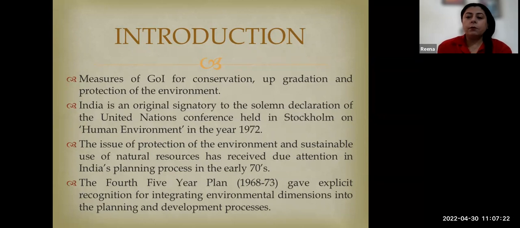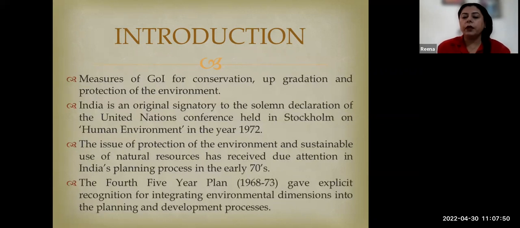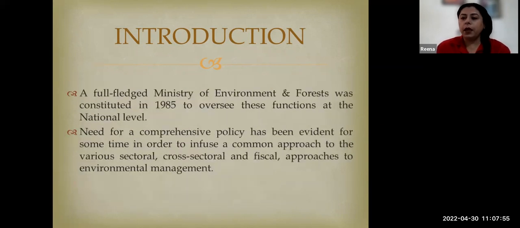Due to our being a party to this declaration, we have incorporated all the issues related to environmental dimensions into our 5-year plans. The first 5-year plan which recognized the integration of environmental dimensions was from 1968 to 73. After that, we studied that there has to be an independent institutional system which can take care of all environment-related functions. So a full-fledged Ministry of Environment and Forest evolved in 1985 to oversee all the functions related to environment at national level. Because there was a department and we are a signatory to an international declaration, we incorporated all the activities we could understand at that moment into our 5-year plan.